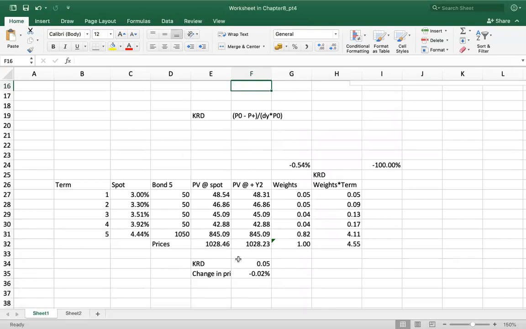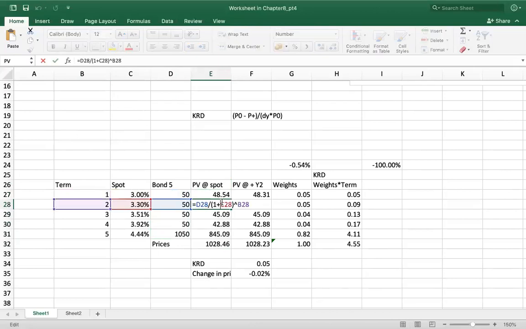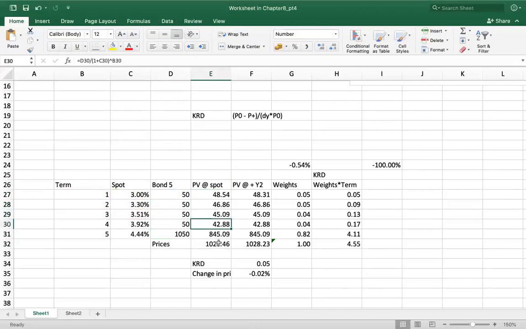Okay, so I am taking this hypothetical example. We have a 5-year bond with 5% annual coupon rate. So you will have 5 coupon payments of 50 and 1000 at the maturity. What I am doing is calculating the present value of this coupon bond at these spot rates. These are at these specific spot rates, right? Its value is 1028.